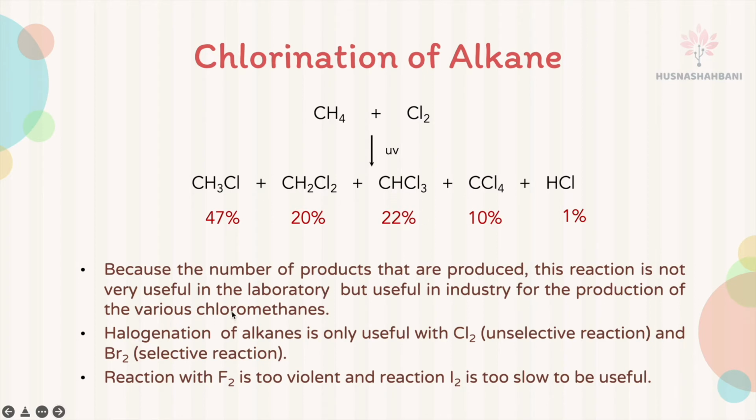Halogenation of alkanes is only useful with Cl2 and Br2: an unselective reaction for Cl2 and a selective reaction for Br2. The reaction of F2 is too violent, so there's no fluorination in the lab, and the reaction with I2 is too slow to be useful.